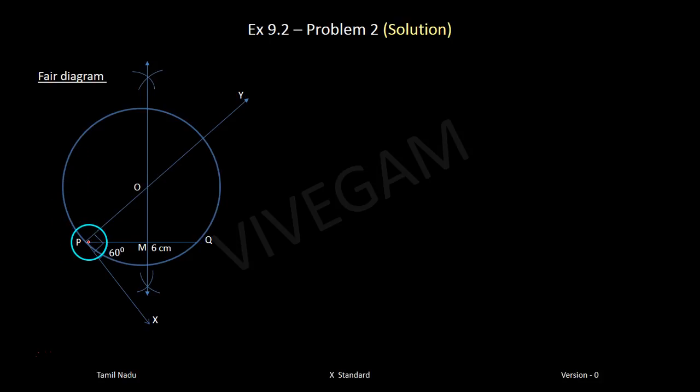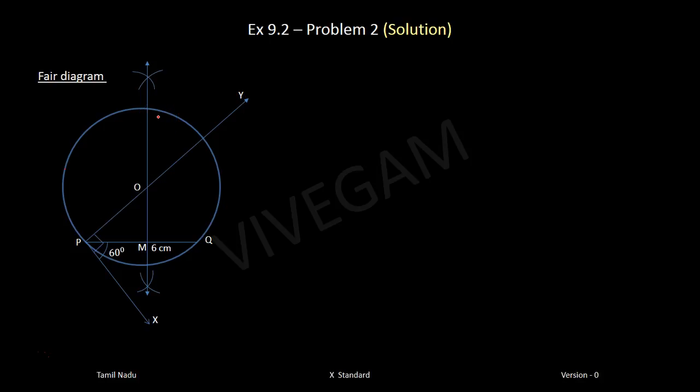Which means if you take R here, angle PRQ will be 60 degrees, or if you take R here, PRQ will be 60 degrees, or if you take R here, PRQ will be 60 degrees, because as per the tangent chord theorem, this angle is the same as the angle subtended by the chord in the alternate segment. Any point you take on this alternate segment, if you join that point to P and Q, you will get an angle of 60 degrees.